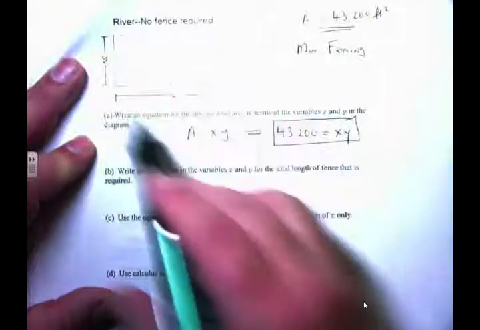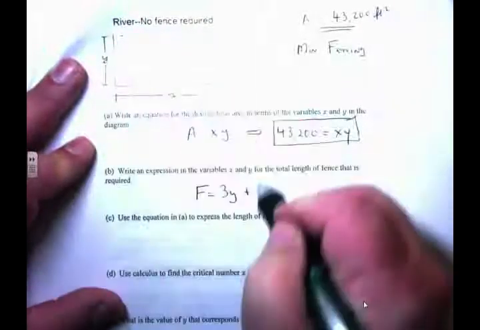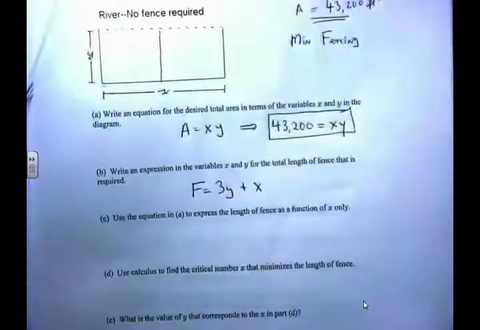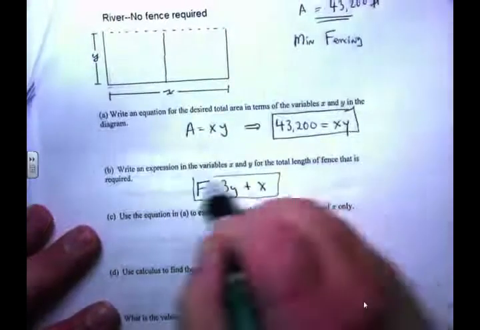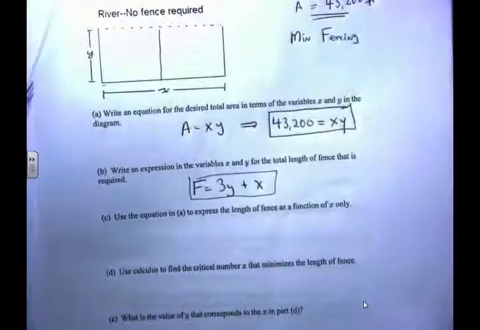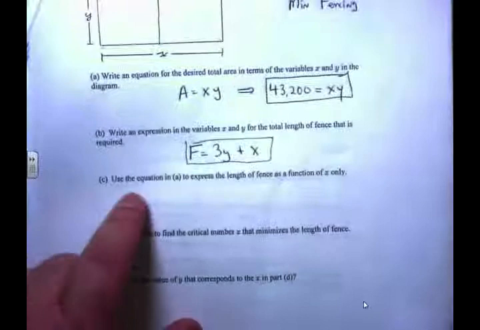On my test, it was like 4 of them, so be careful. It was 3 of them. 1, 2, 3. 3 y's plus how many x's? 1, because there's the river down there, and we're not going to put fence near the river. So there's the equation they want to hear. This is my objective equation. This is the guy I want to take the derivative of, set equal to 0, and solve.